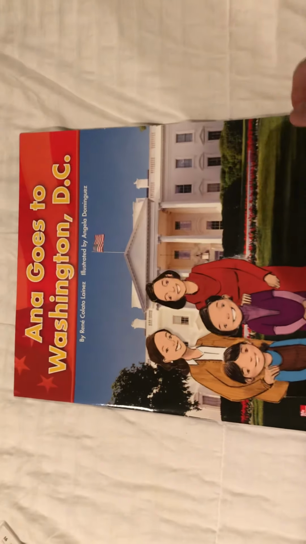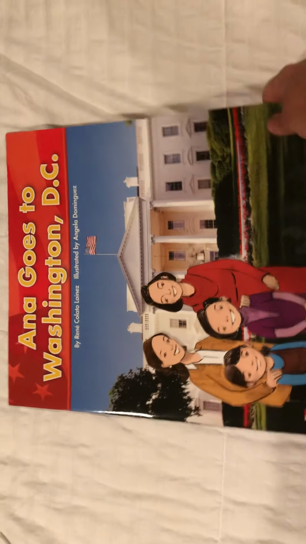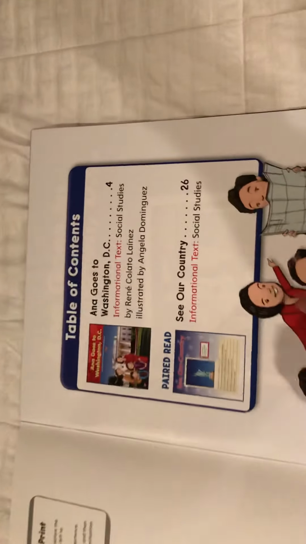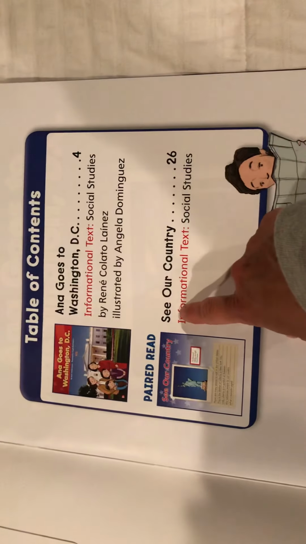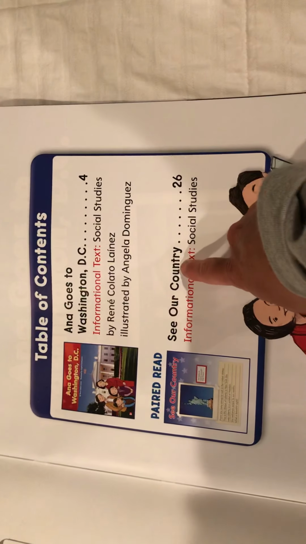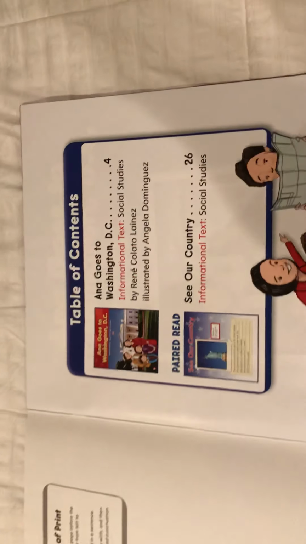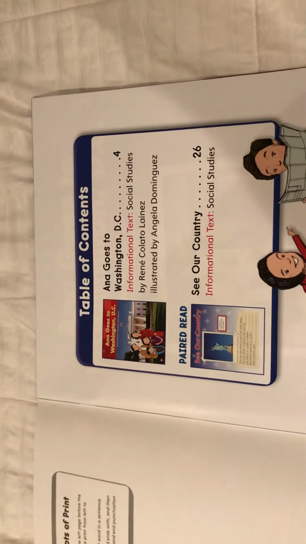Hi, friends. Yesterday we read this story called Anna Goes to Washington, D.C., which is a place in our country. And today I want to read you the second story in this book called See Our Country. And again, this is informational text. It's based on social studies lessons, and it's going to teach you about some different places in our country.